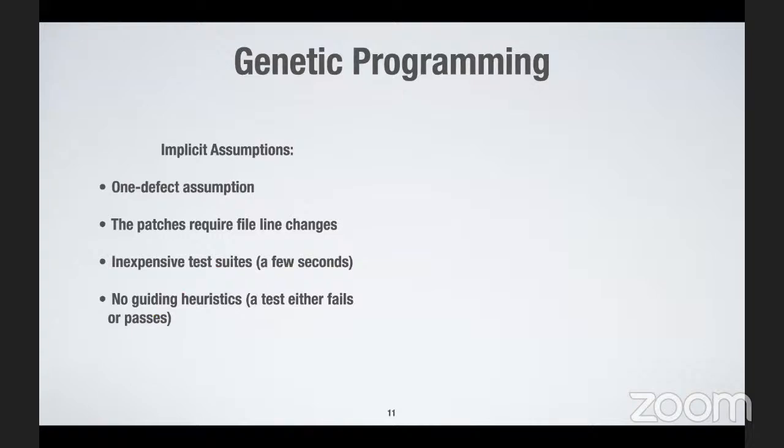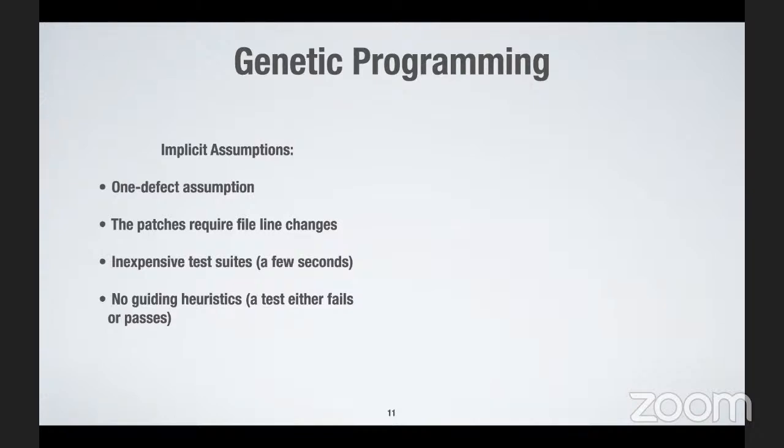If you look into the details, however, there are some implicit assumptions about this technique. First of all, most program repair techniques focus on one defect at a time, which means the assumption is that there are some failing tests, but all of them depend on one single defect in the actual program under analysis. Besides, the patches are usually very minimal, very small, so they may require changing only a few lines in the source code.